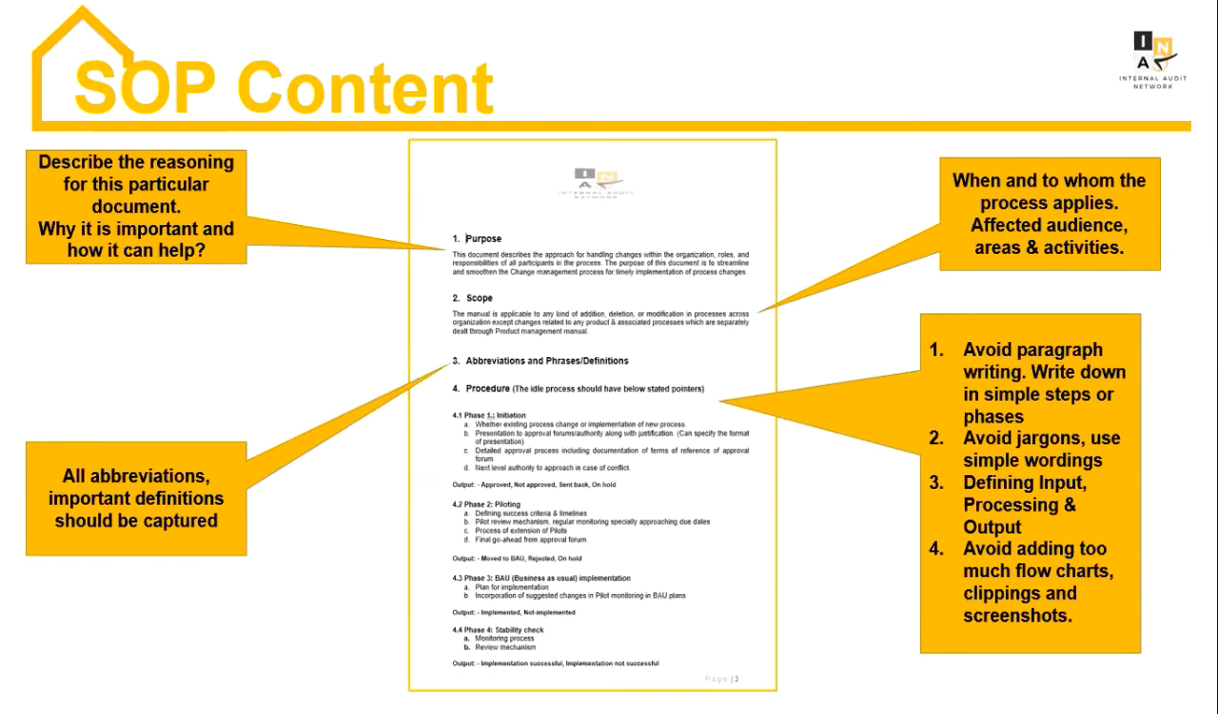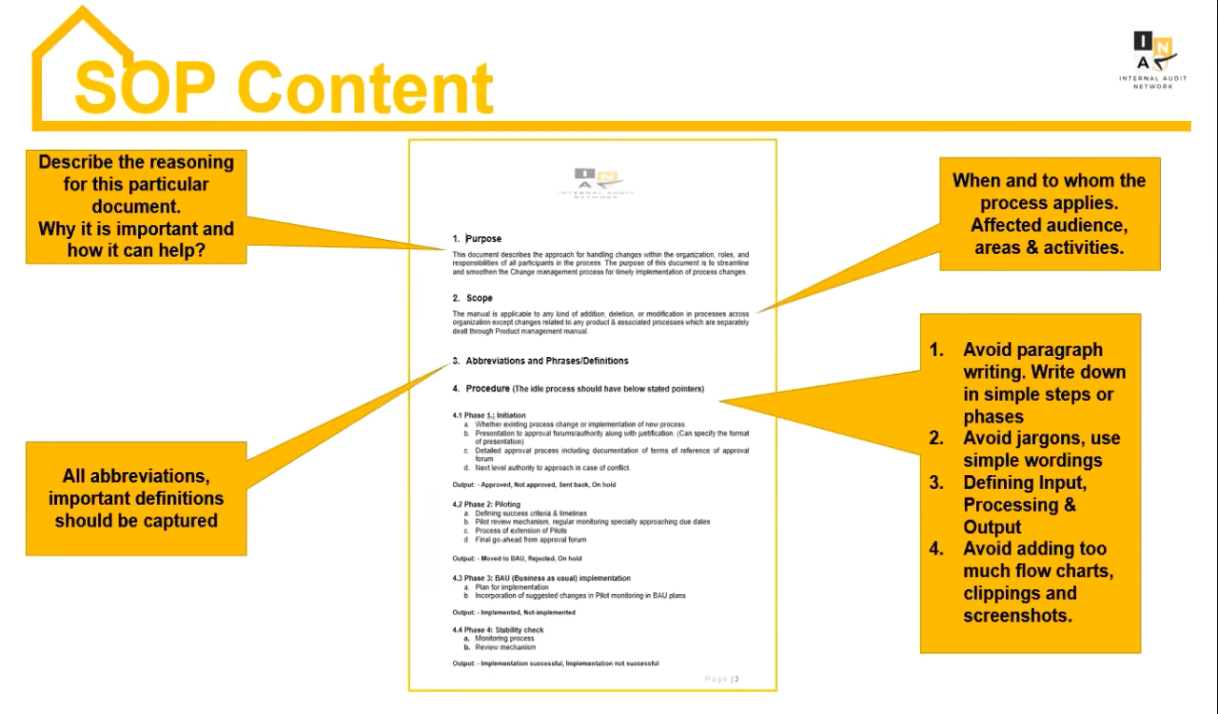Then when any process or project goes into piloting, you need to take care of all these things: defining the success criteria and timeline. This you have to define in the process document. Pilot review mechanism, how those pilots will be reviewed, process of extension of pilots in case pilots need to be extended, like the decision forum wants that this process should go for pilot for another 2 or 3 months. How that will go, why it is going on, all this needs to be documented. Final go ahead from the approval forum. So when you get the final go ahead, that was your output.